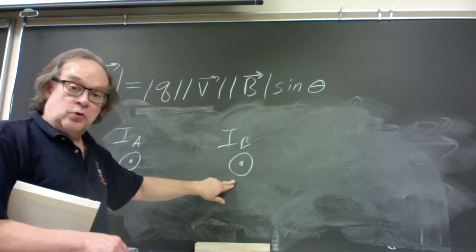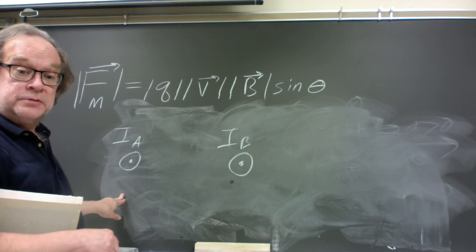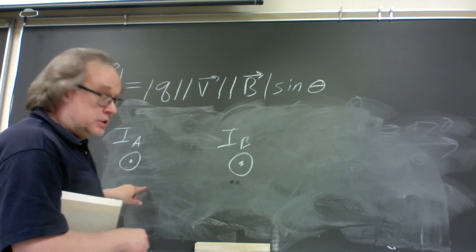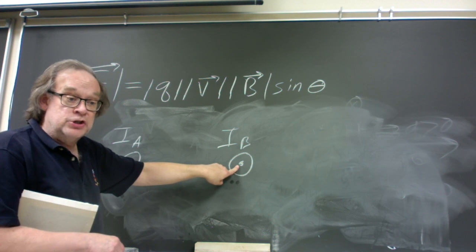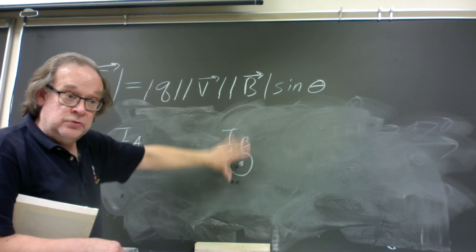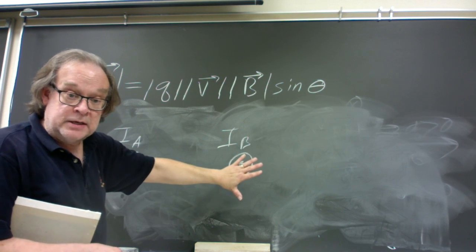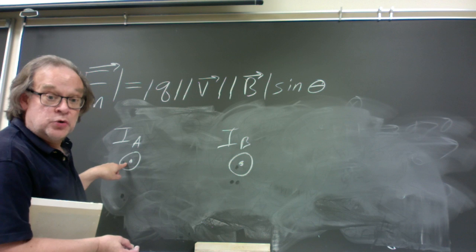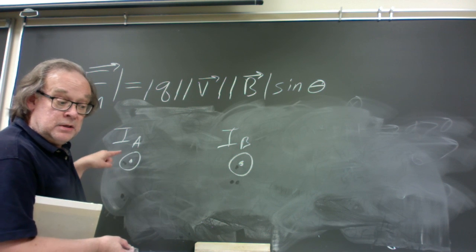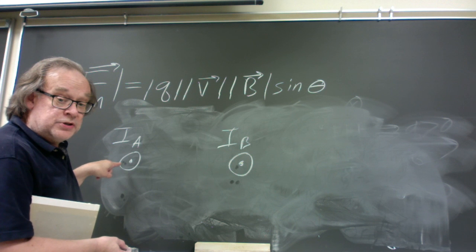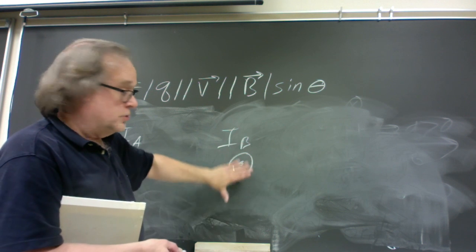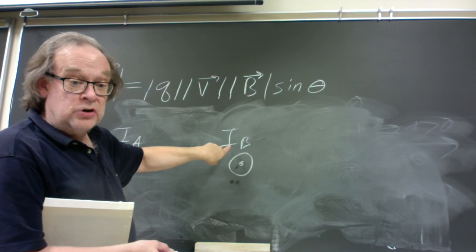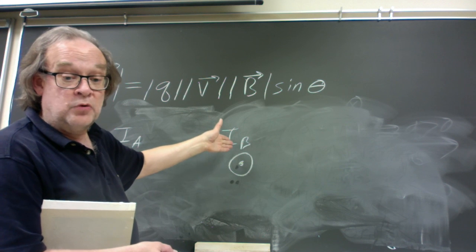This is going to feel a magnetic force, and this is going to feel a magnetic force. This feels a magnetic force because these are moving charges, and they're moving through a space that has a magnetic field. And this space has a magnetic field because of this other current. Current is a source of magnetic field. This current is the source of a magnetic field that is felt by this current. And since this current is moving charges feeling a magnetic field, it'll feel a magnetic force.